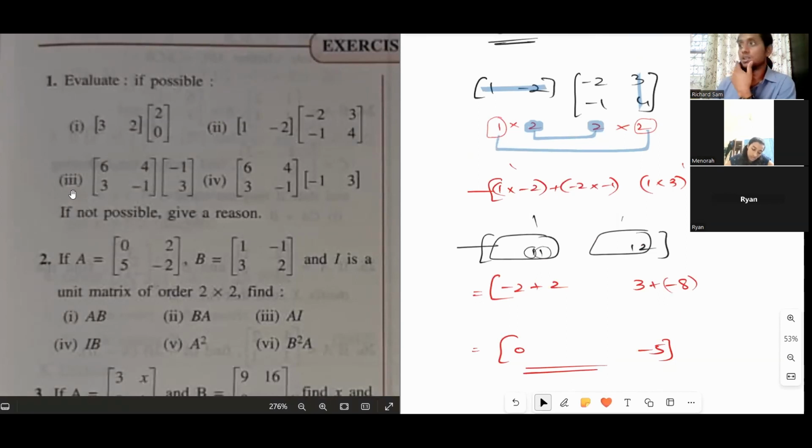Third one you got? How much? What is the answer? Like this or like this? Top down. Okay. You did it?